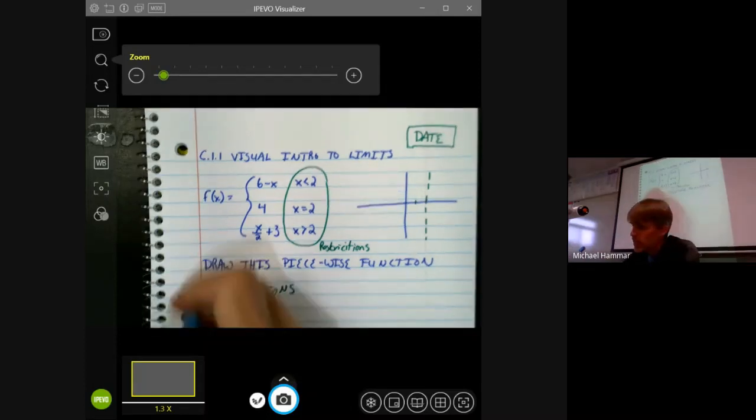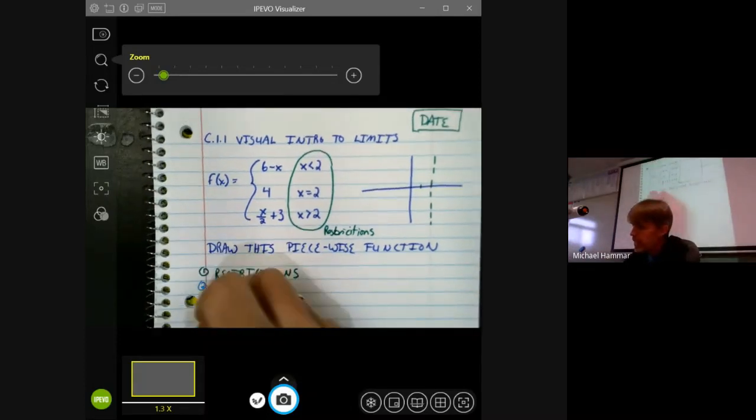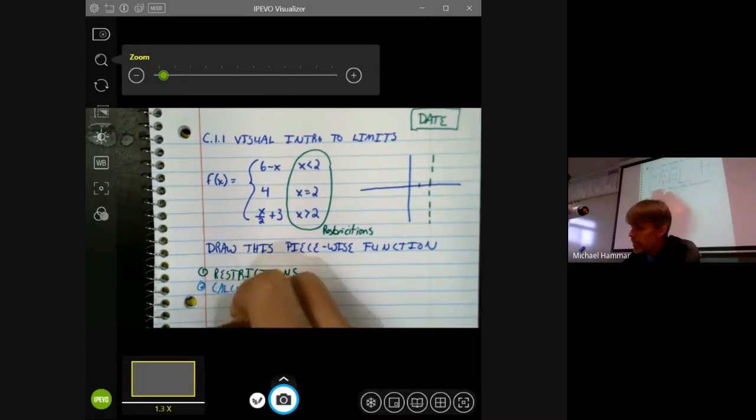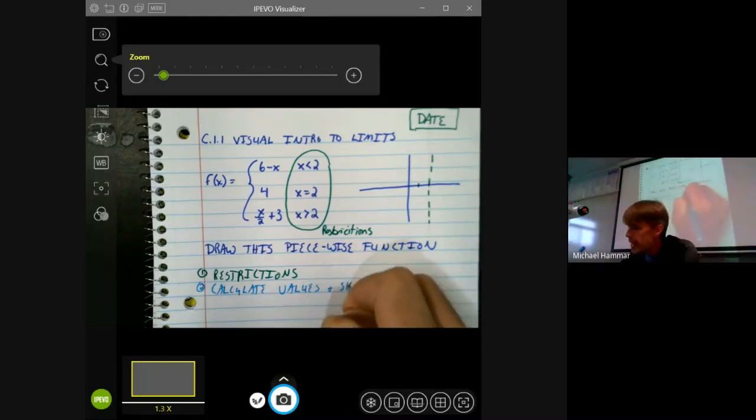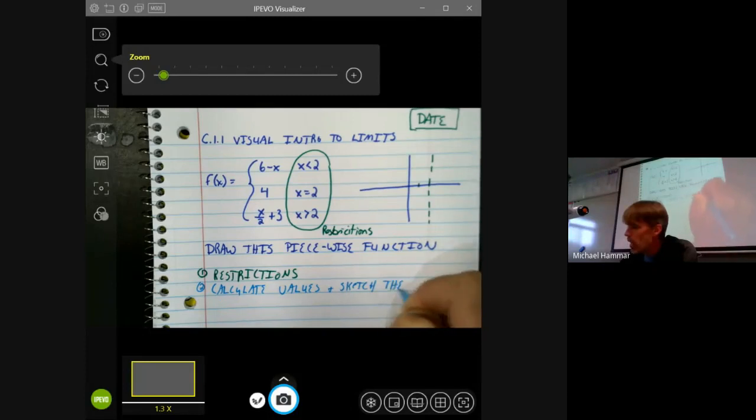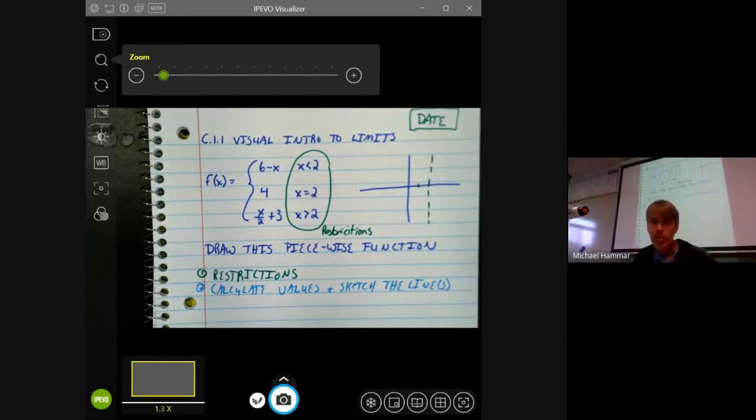Now, the second thing you have to do is calculate values and sketch the line. I should say lines, plural, okay? Now, sometimes those lines might be curves, sometimes they might be just lines, but you do need to calculate some values and sketch the line.